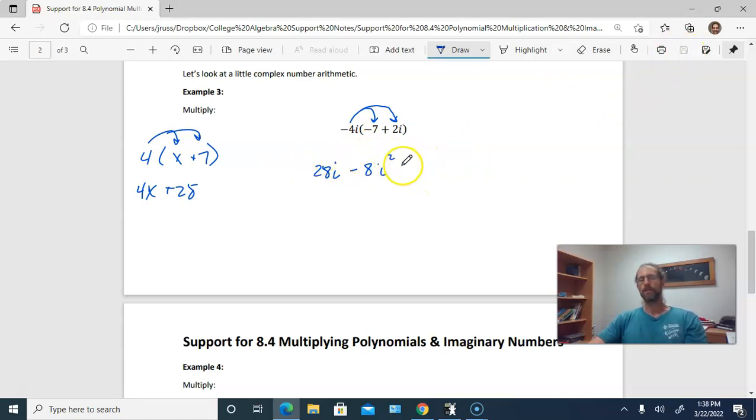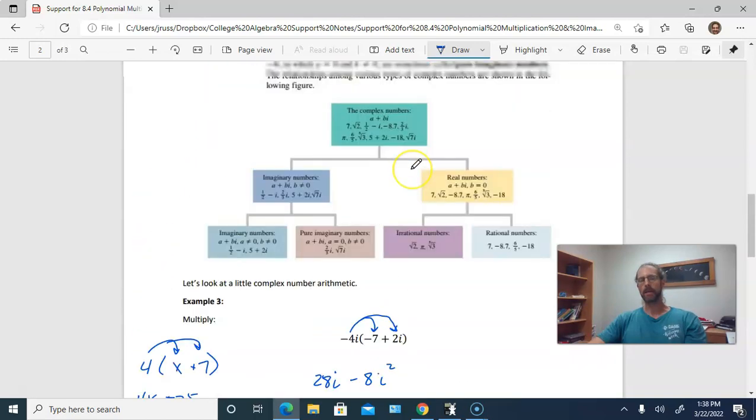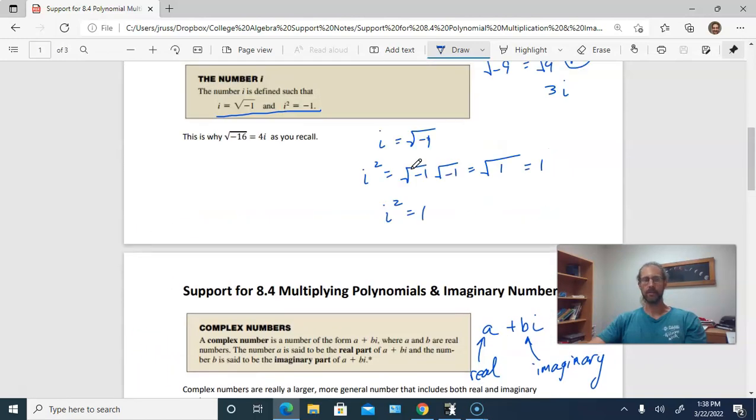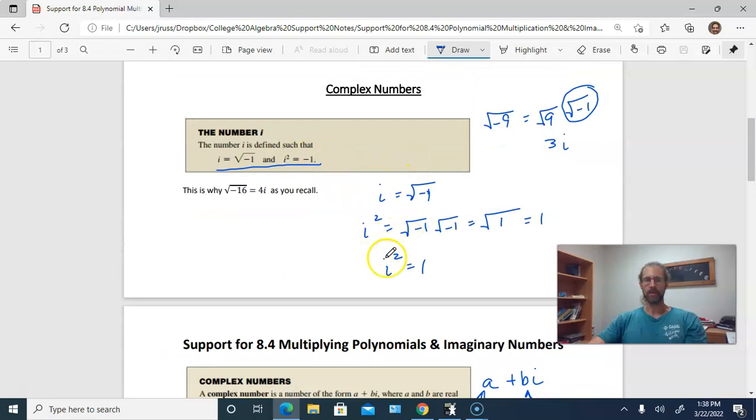And now once you've done your multiplication, you're going to see if you can simplify any of this. Well, this is why I emphasized that second part of the definition of the imaginary root, the fact that i squared is equal to, oh, wait a minute. No, this is actually wrong, guys. i squared is equal to negative 1.